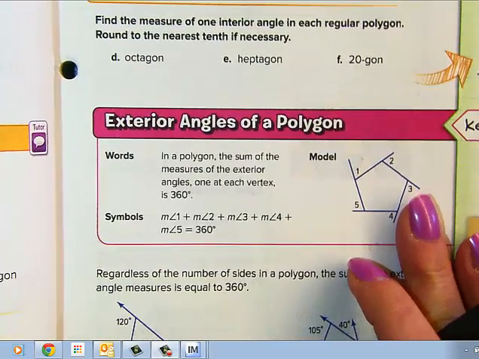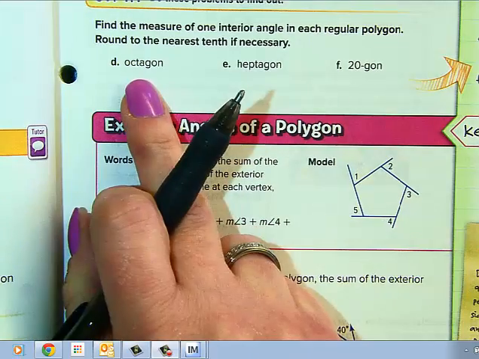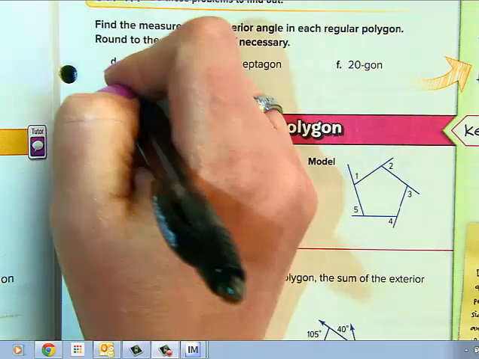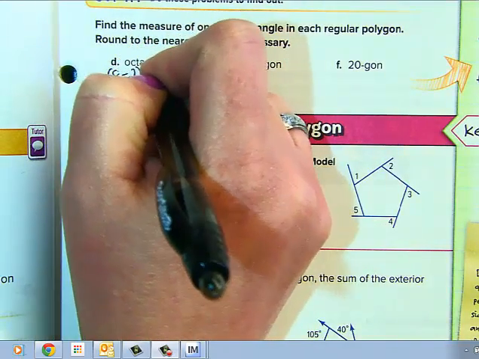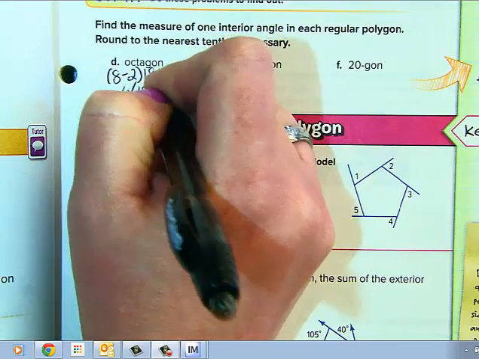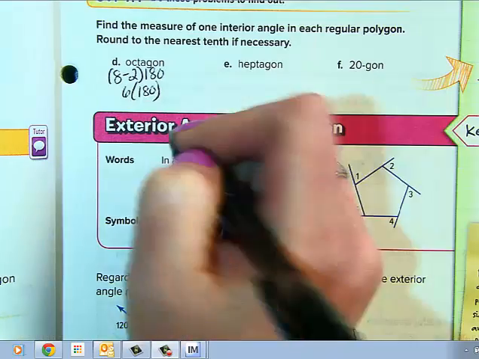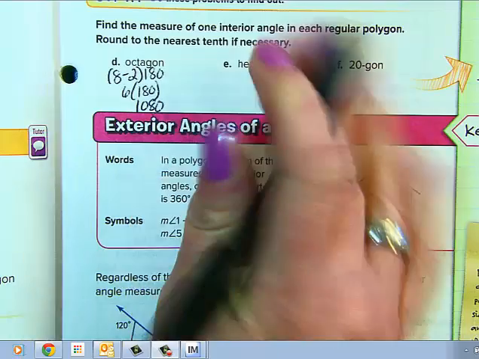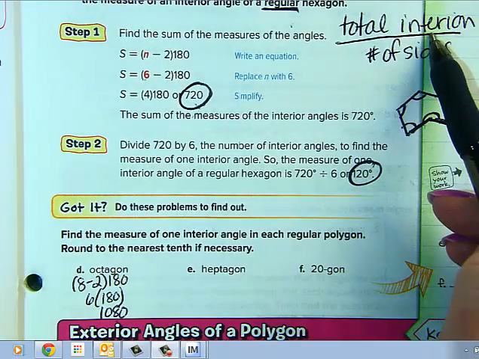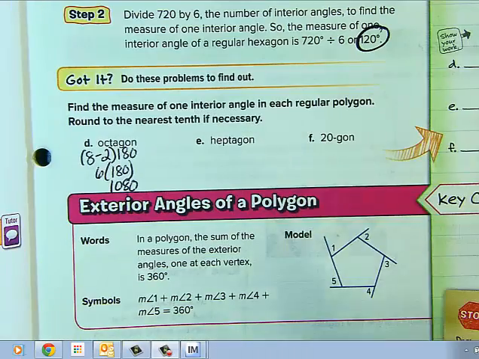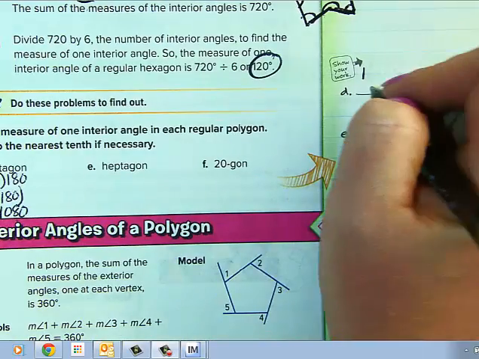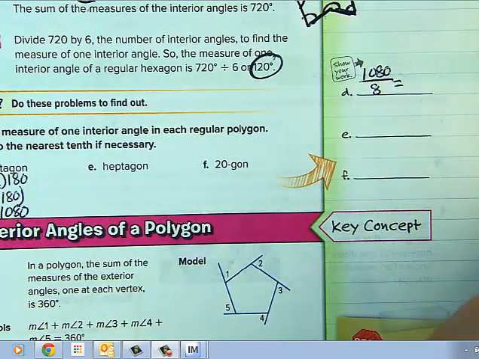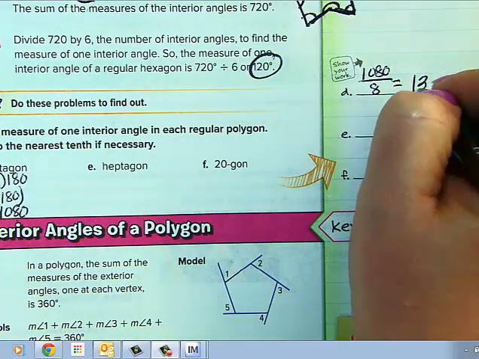So let's do it down here, an octagon. Well, first of all, we have to figure out the interior angle. So we know an octagon is 8, so I have 8 minus 2 times 180, which is 6 times 180. And 6 times 180 is 1080. So we take this number, because this is the total interior angles, divided by the number of sides. Well, I have 1080 divided by the number of sides, which is 8. And 1080 divided by 8 is 135 degrees.